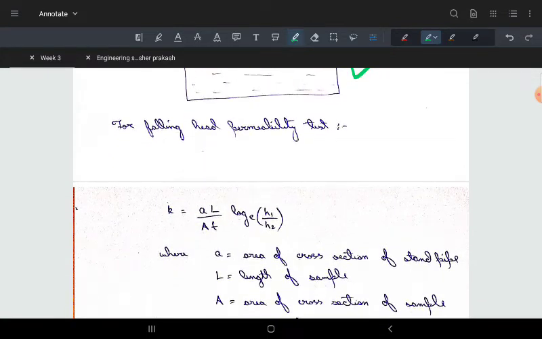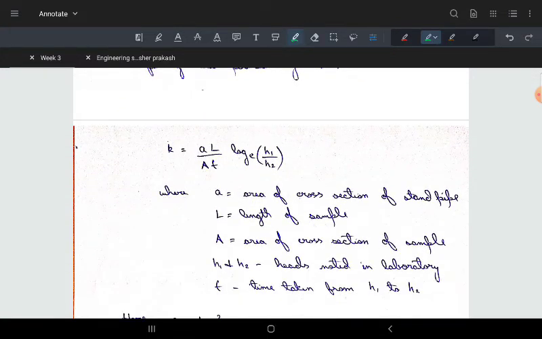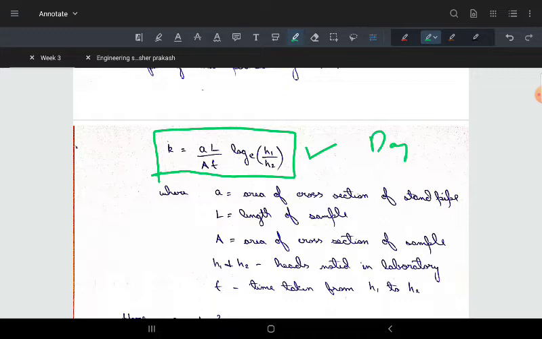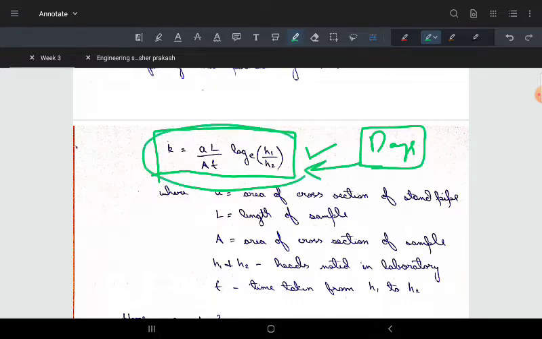So for the falling head permeability test, K is equal to aL by At log H1 by H2. I request you to please go through the books and see how we get this equation. This is also based on Darcy's equation. We have to do some integration and differentiation, calculus things, and then we can get this equation from Darcy's law.